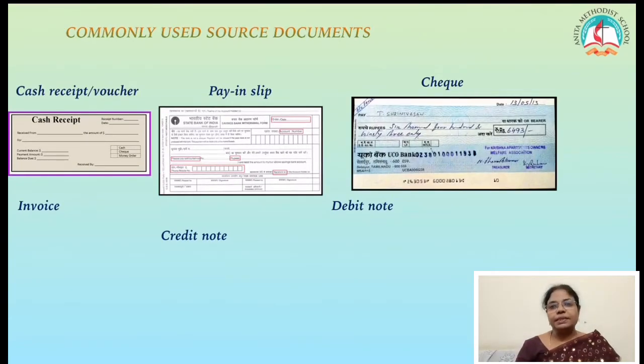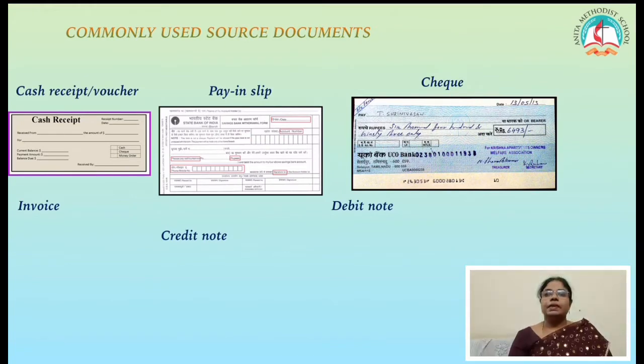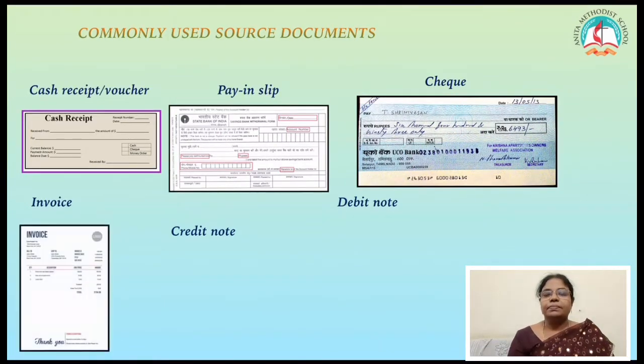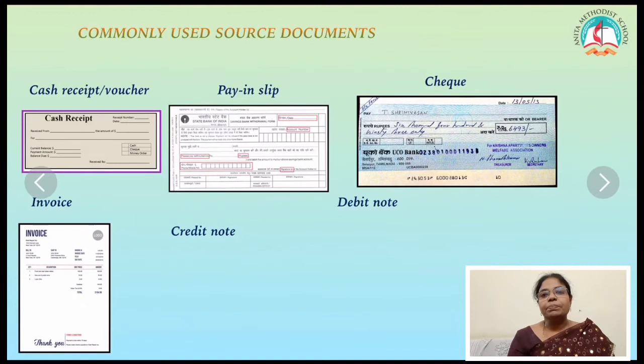The next one is check. Check is a negotiable instrument. Checkbook is issued by the bank to the customer for making any payment or for withdrawing money for his own personal use. The next one is invoice. Invoice is prepared for credit purchases or credit sales. The date, amount and details of credit purchases and credit sales are recorded in the invoice. It is prepared by the seller and given to the customer.